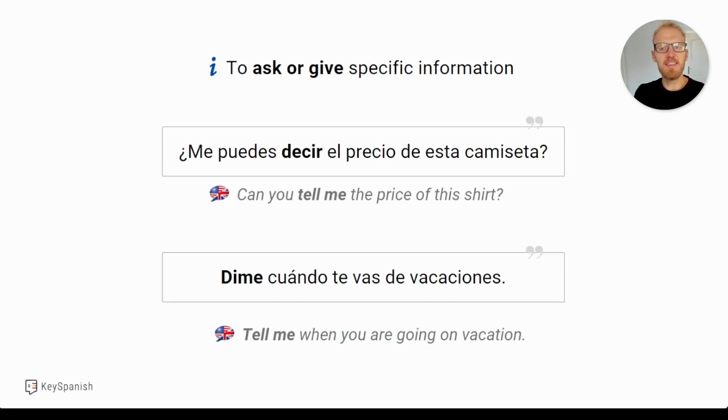Like, ¿me puedes decir el precio de esta camiseta? Can you tell me the price of this shirt? Or, well, it's not shirt actually, it would be t-shirt. Camiseta, shirt is more camisa. And dime cuándo te vas de vacaciones. Tell me when you are going on vacation. So you can ask or give specific information.